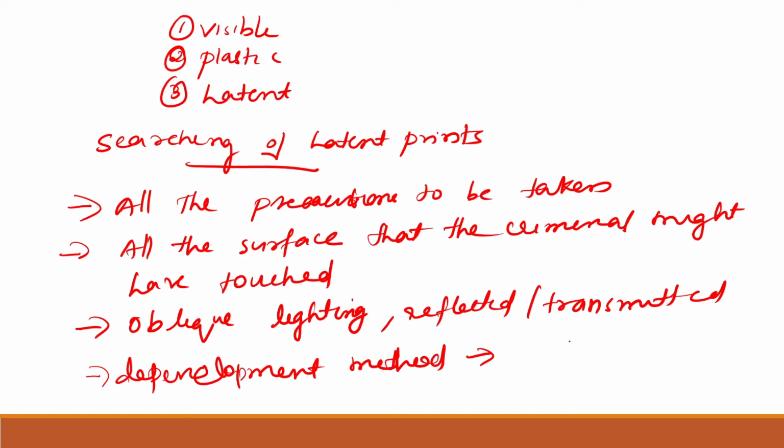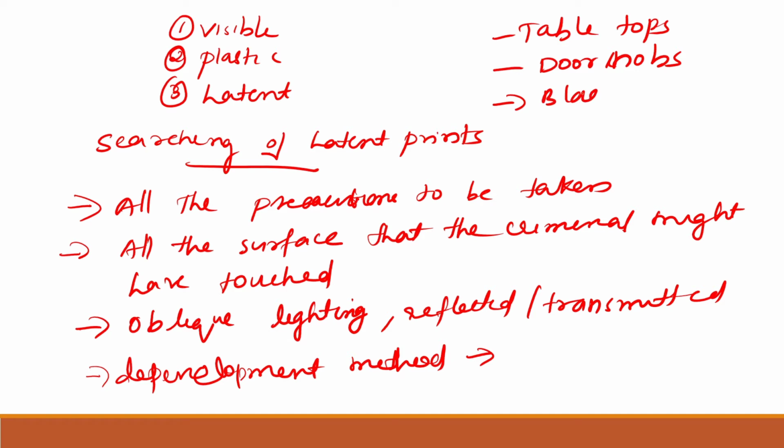The places you can search are tabletops, door knobs, bottles, glasses, and other surfaces which the culprit might have touched, like almirahs, ashtrays, plates, etc. If you are suspecting that a particular fingerprint is there, you can develop that fingerprint. Next we will see the development of fingerprint.